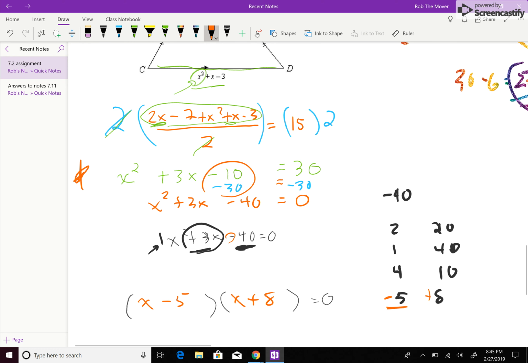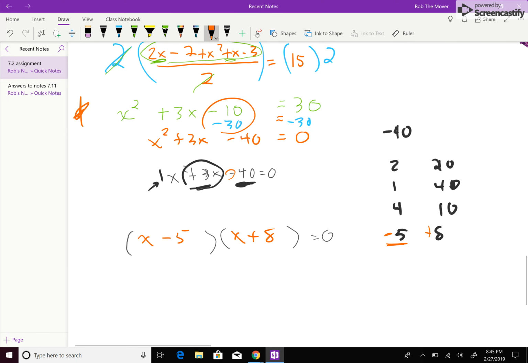If I do that, I check my foiling. If I go ahead and FOIL this out, x times x is x squared, negative 5 times x is negative 5x. We get x times 8 is positive 8x. You see the 8 and the 5 show up right there, right? And negative 5 times 8 is negative 40, right? And you would see that that actually gives us back what we had, x squared plus 3x minus 40.